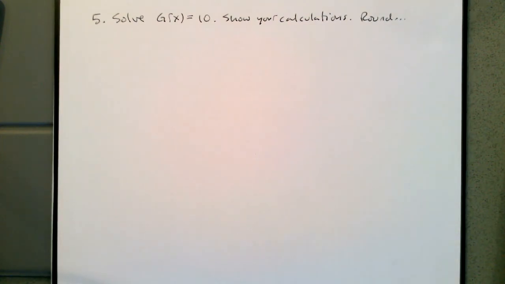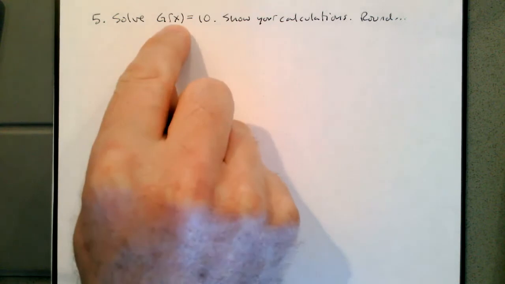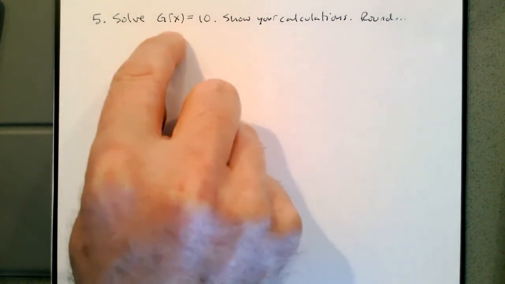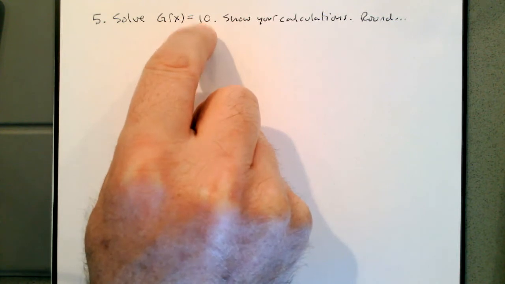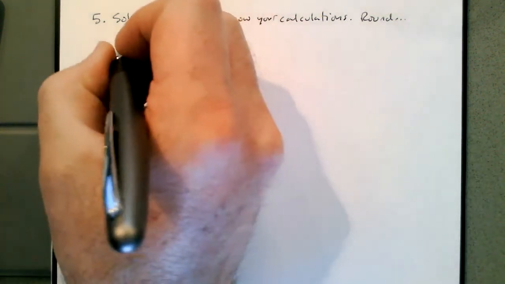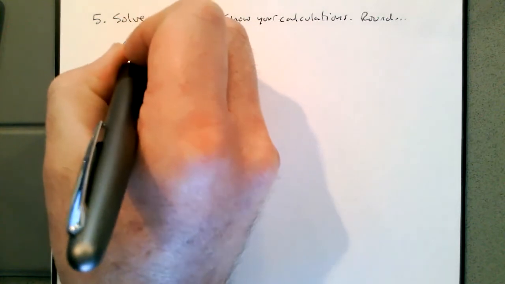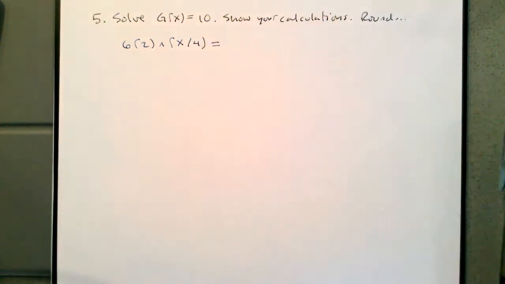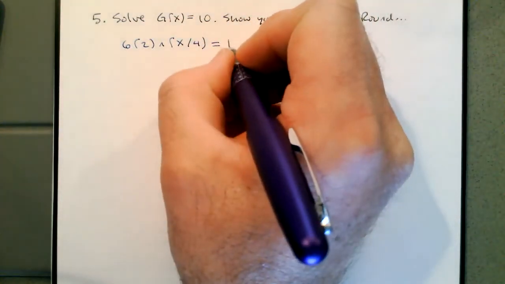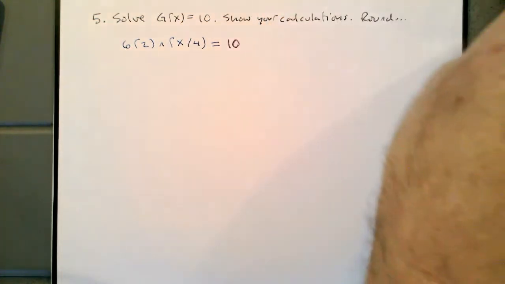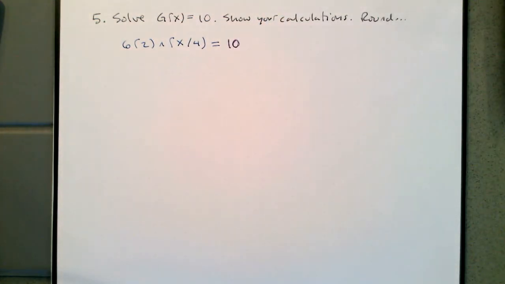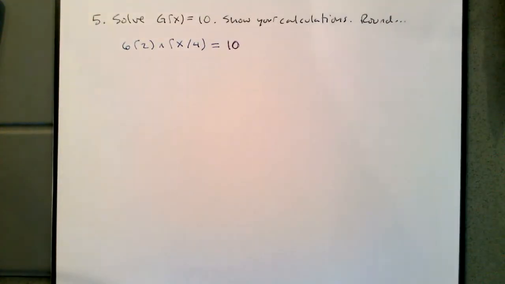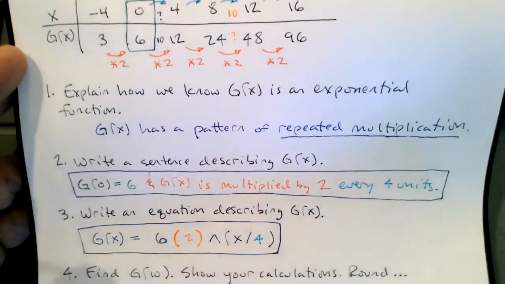So in this case, the 10 is not the input, because the inputs go in where the x is. The 10 is on the other side. What x do we have to put into g of x to make it deliver a 10? So now we'll say 6 times 2 to the, we don't know, over 4 has to equal 10. Now 10 is showing up as the output. In this case, we have a pretty strong advantage because this came from a table. We know that x should be somewhere between 0 and 4.